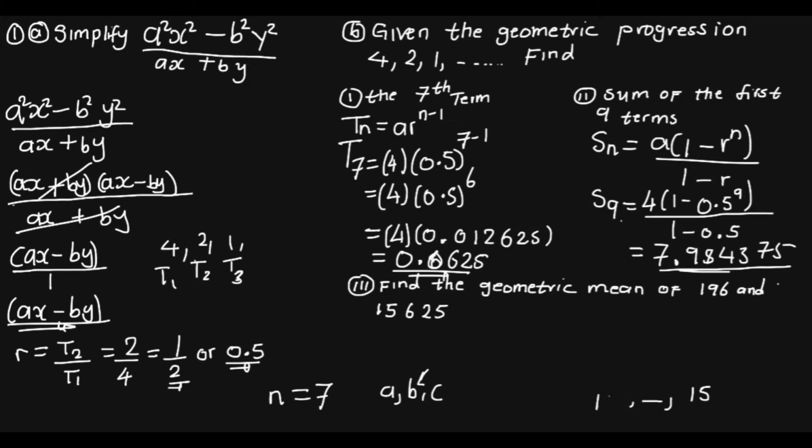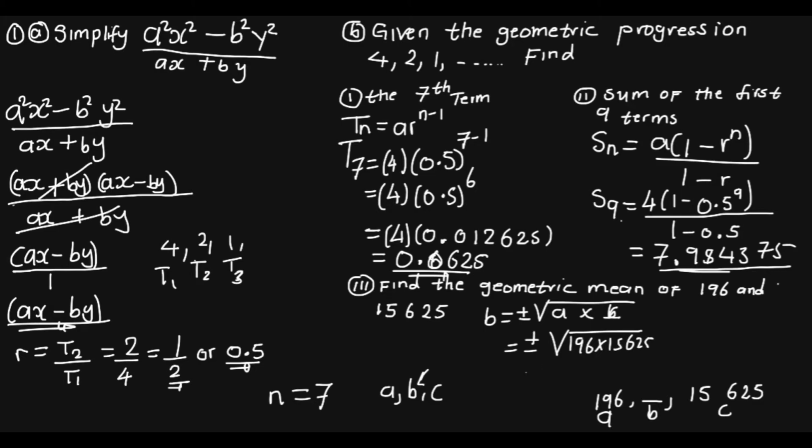So we can make the pattern: 196, then 15,625. Okay, so let's find the middle term. Say this is our a, b, c. The formula is b is equal to plus or minus the square root of a times c. So plus or minus the square root of 196 times 15,625.